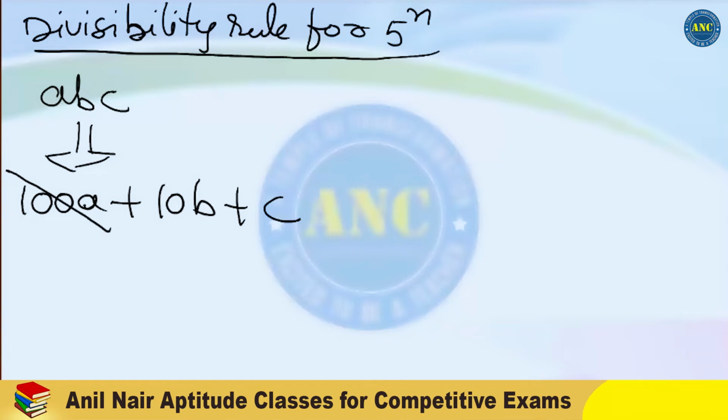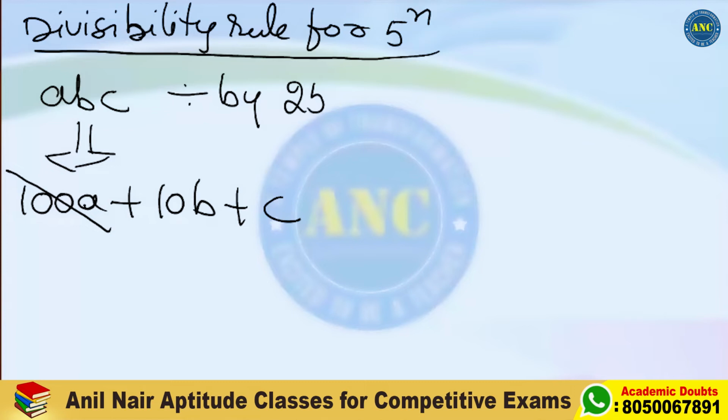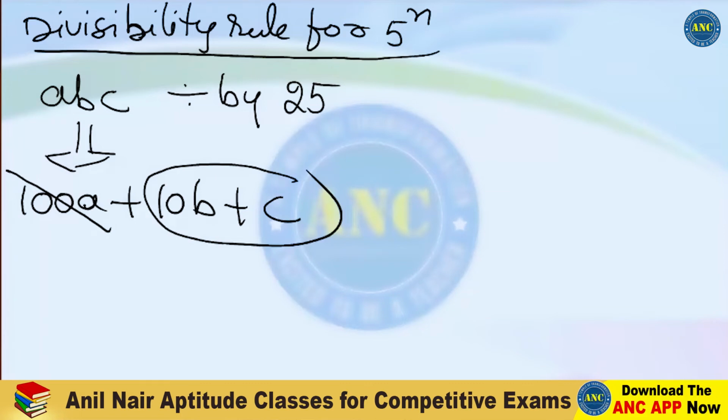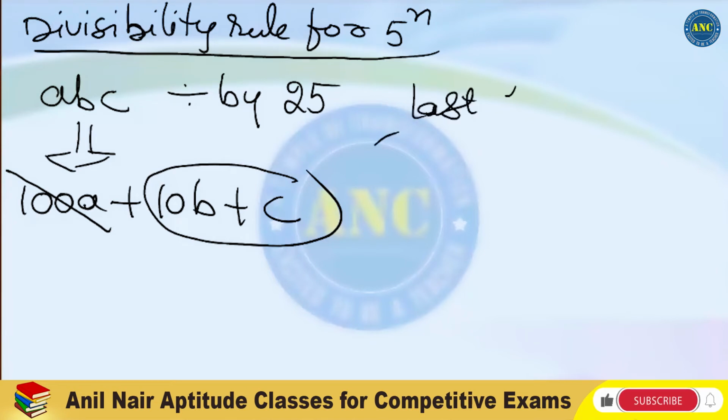100A is divisible by 25 because 100 is nothing but 4 into 25. That means 10B plus C, again it is a 2-digit number. Last 2 digits should be divisible by 25.